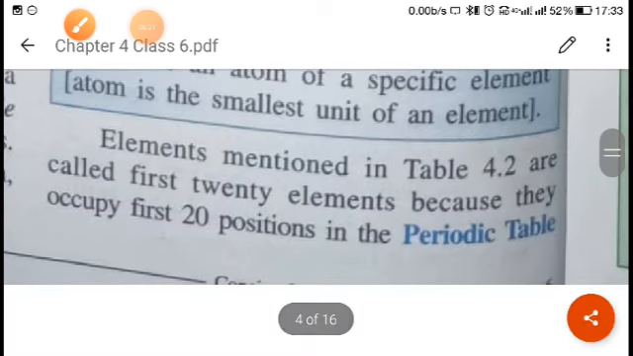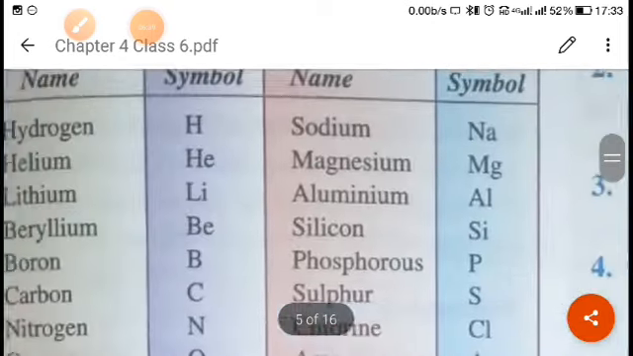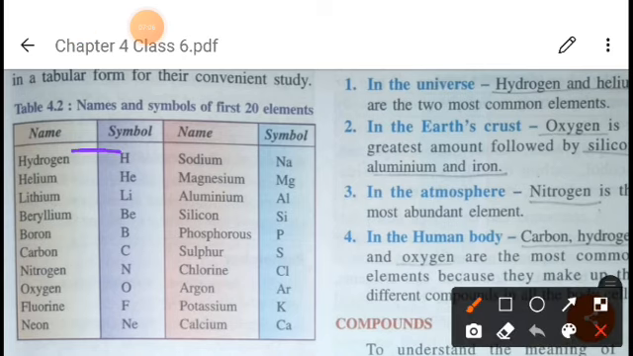Now next, we will see some of the elements which are given in this table, and their symbols also, as you can see here. From the periodic table, the first 20 elements, because they occupy up to the 20th position in the periodic table, which is a systematic arrangement of elements in tabular form for us to study conveniently. So as you can see here, for hydrogen the symbol is H.